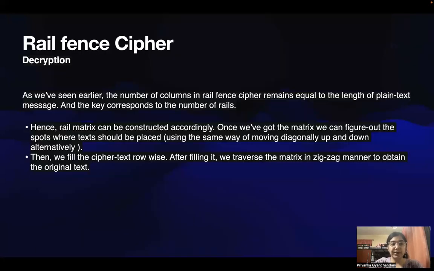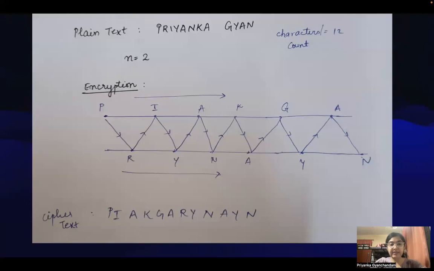Secondly, if I talk about the decryption method, as we have seen earlier, the number of columns in rail-fence cipher remains equal to the length of the cipher message. Hence, the rail matrix can be constructed accordingly. Once we have got the matrix, we can figure out the spots where text should be placed. So then we will fill the ciphertext row-wise. After filling it, we traverse the matrix in a zigzag manner to obtain the original text. Here we have seen encryption.